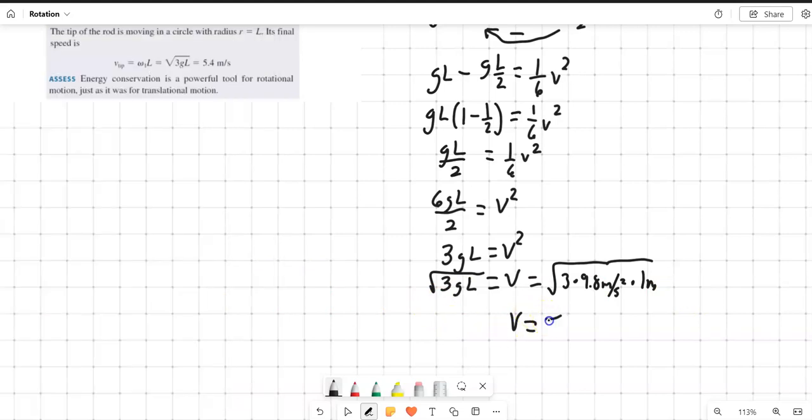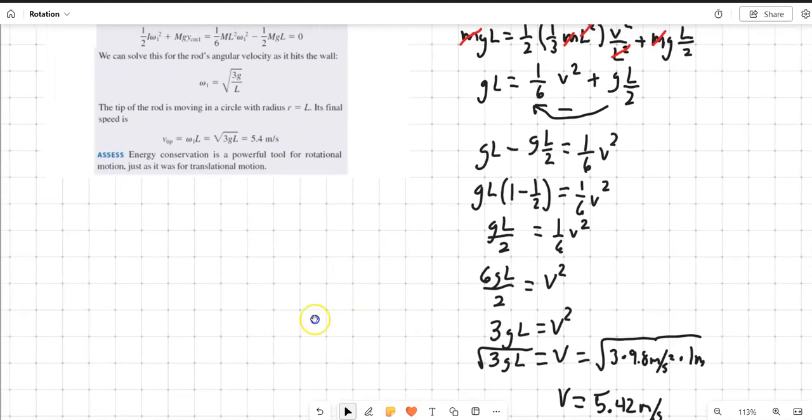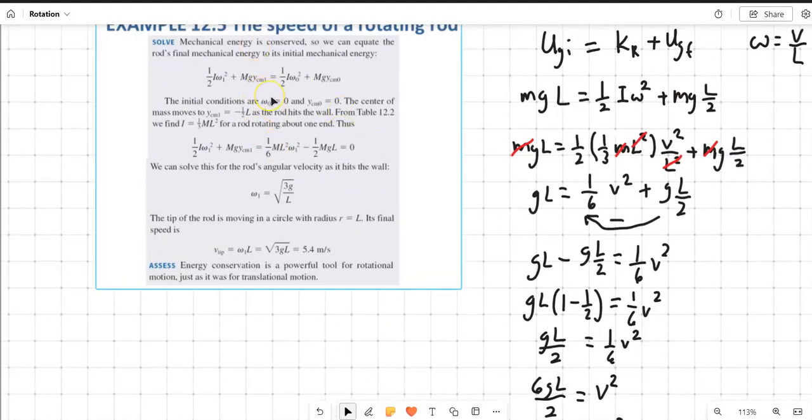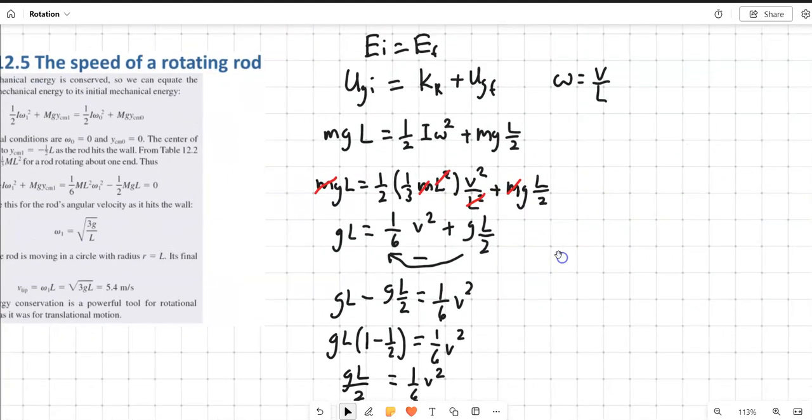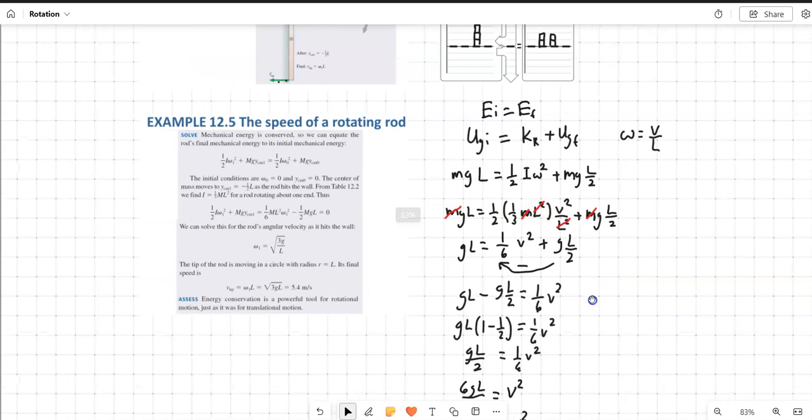That seems to be a common theme. 5.42 meters per second. So that's how fast that rod is going to be hitting that wall when it swings down. If you notice, I did it a little bit differently than our book. I like my way a little bit better. It's a little bit more intuitive.